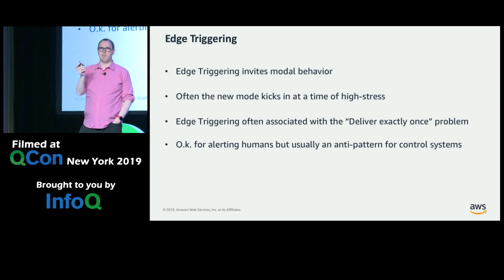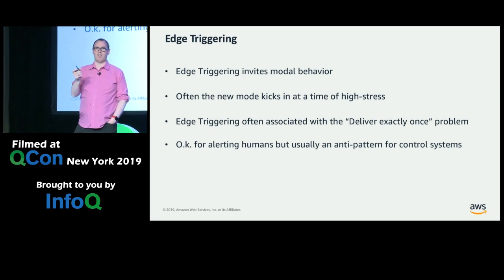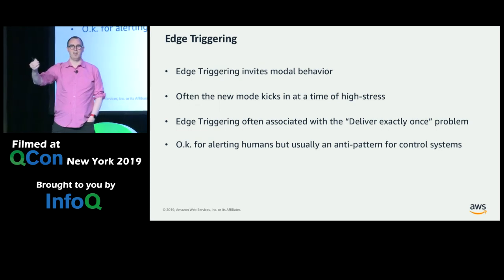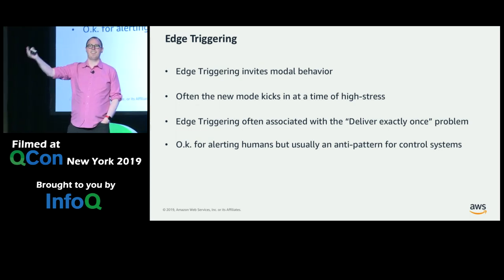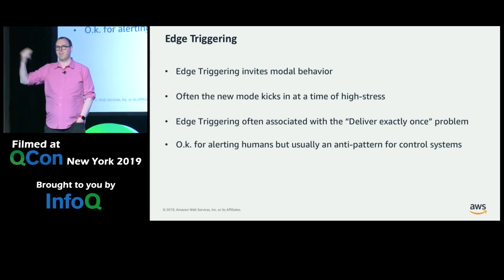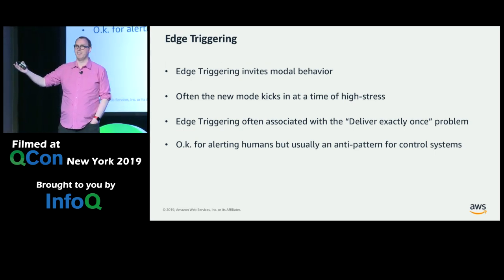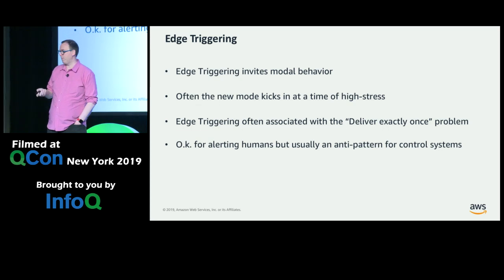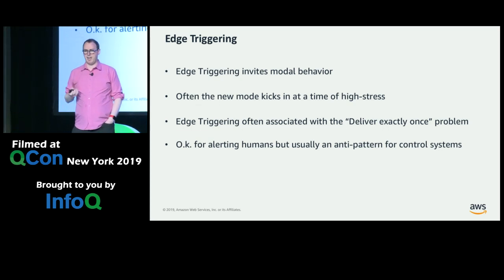Another is that edge triggering, when you think about it, kind of needs us to solve the deliver-exactly-once problem, which nobody has solved or ever will solve. Because what if you miss that message? What if your system is, well, I just send an alarm when I cross the line? Well, what if that gets dropped? Now I've got to retry it. Well, no, your system has to be idempotent. And if you're going to build an idempotent system, you might as well make a level-triggered system in the first place, because generally the only benefit of building an edge-triggered system is it doesn't have to be idempotent.